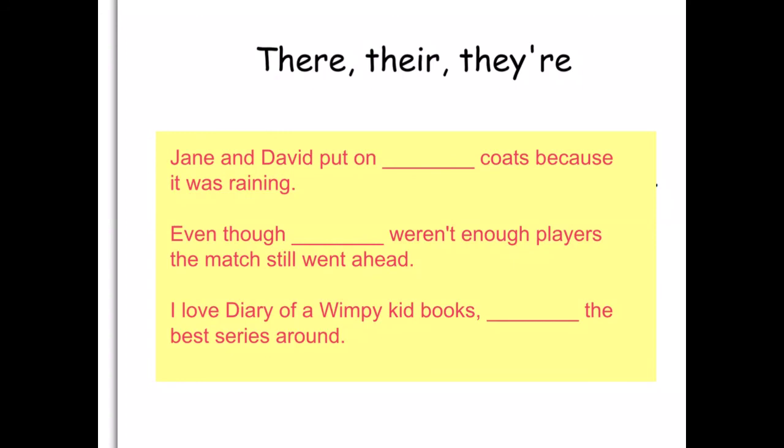Number 1, Jane and David put on their coats. Belongs to them. So it's the there with the EIR. Even though there weren't enough players, so it was a statement, there weren't enough players, the match still went ahead. And I love Diary of a Wimpy Kid's books. They're the best series around, meaning they are the best series around.